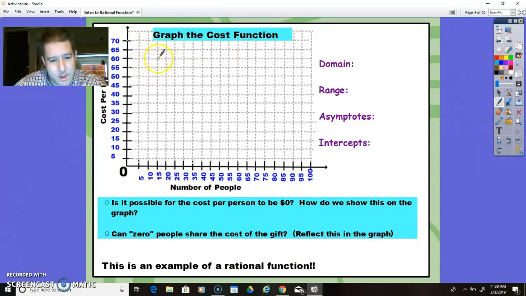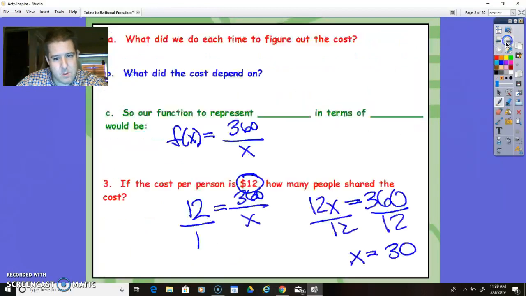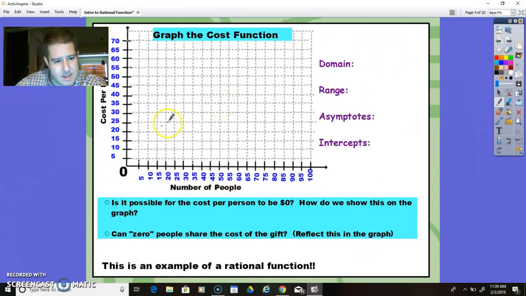Now, what would this look like on a graph? I know we came up with some of the numbers, and I'll come up with more of them. So if it was $360 and you shared amongst 5 people, 10 people, $360 was $36. That one's easy. So this one was $72. That was there.